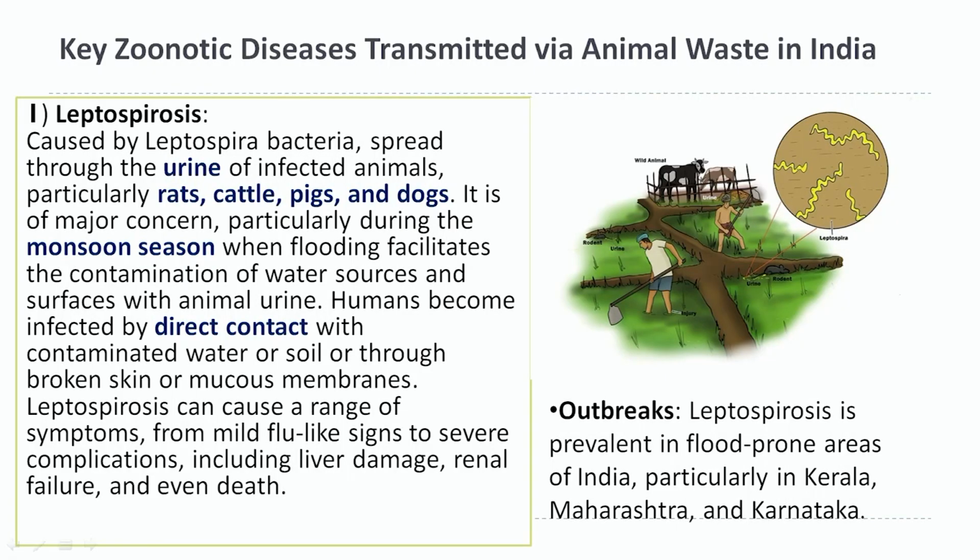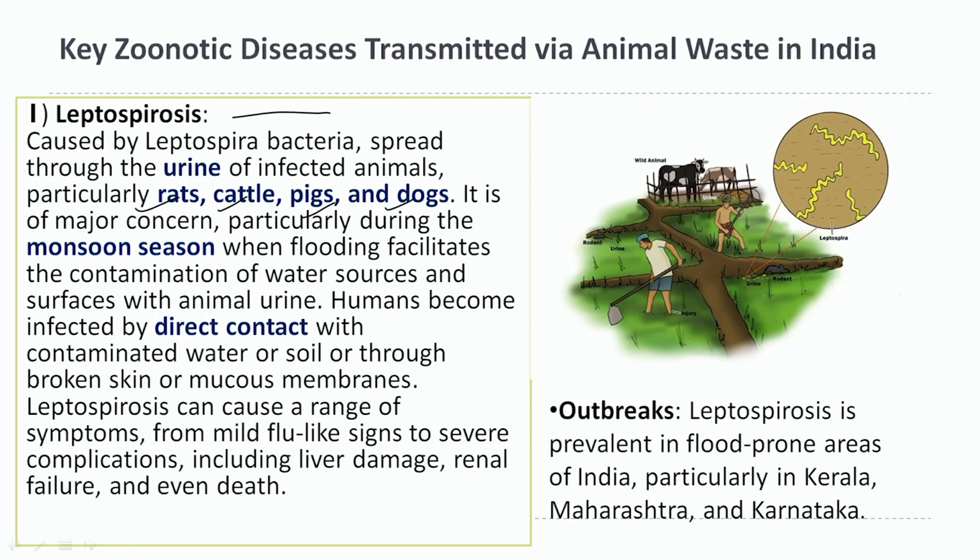Now we will start discussing the important zoonotic diseases mainly transmitted by animal waste, in the context of our country. The first and most important is leptospirosis. Leptospirosis is a bacterial zoonosis that is mainly transmitted by the infected urine and feces of species like the rat, cattle, pig and dog.